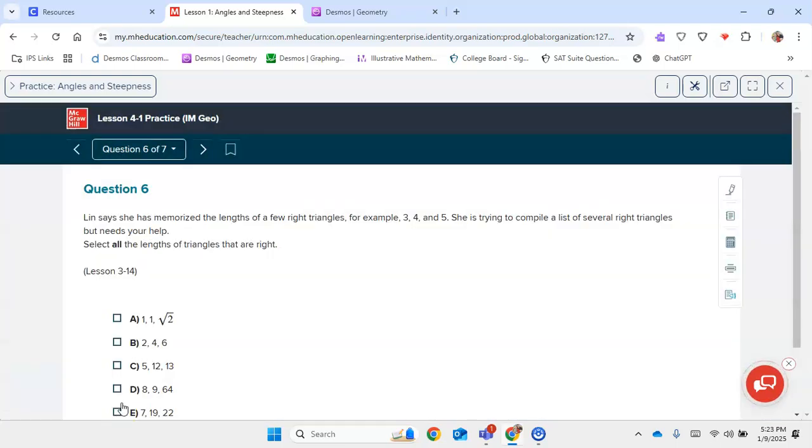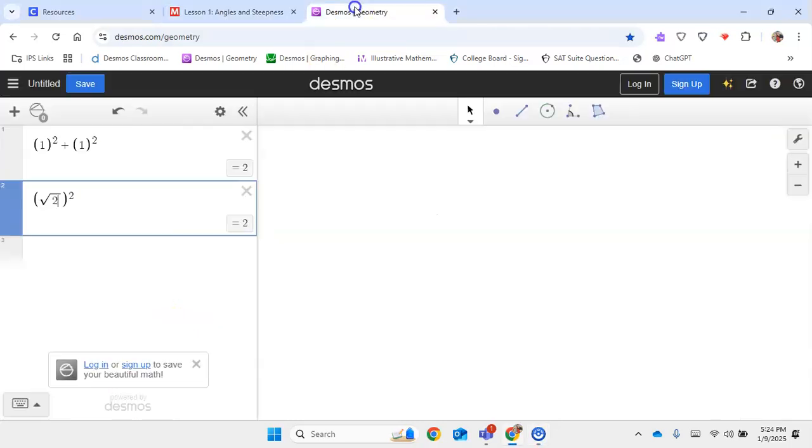Question 6. Lynn says she's memorized the lengths of a few right triangles. For example, 3, 4, and 5. She is trying to compile a list of several right triangles but needs your help. Select all the lengths of triangles that are right. All right, for the first one, A is 1, B is 1, and C is the square root of 2. So A squared plus B squared equals 2, and then C squared also equals 2.